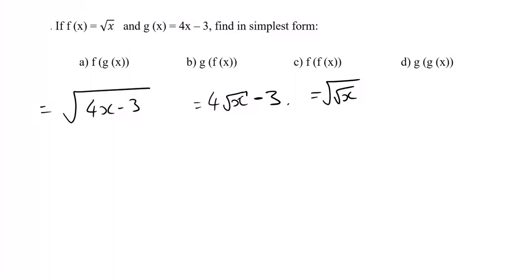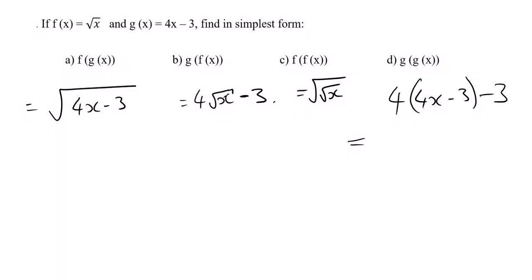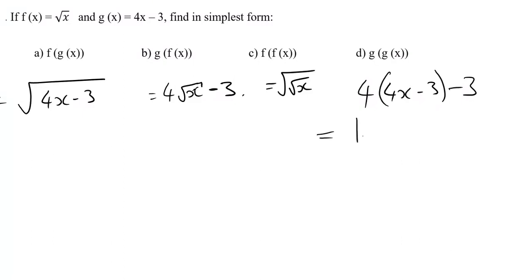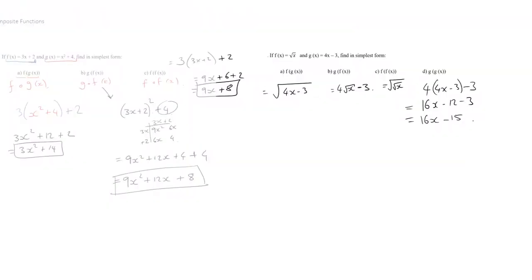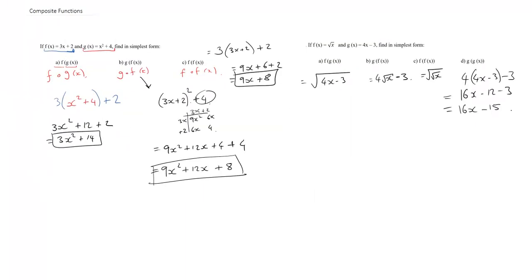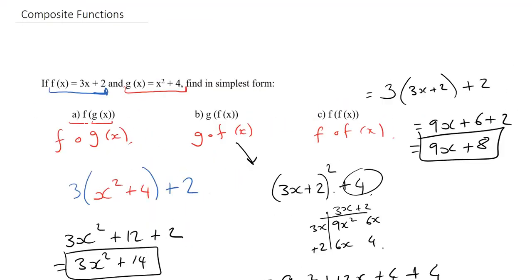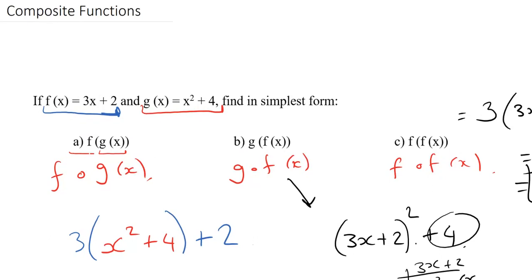Finally, let's just do g of g. So we've got an inside function of 4x minus 3, and then we're acting on that with the same operations, timesing it by 4 and taking away 3. So it's timesing it by 4, taking away 3 gives us that expression. Now we can simplify that out. Let's expand those brackets. 16x minus 12 minus 3, giving us a final answer of 16x minus 15. Okay, hopefully you've understood that and followed it, and you can now have a go at applying this technique to some different composite functions.